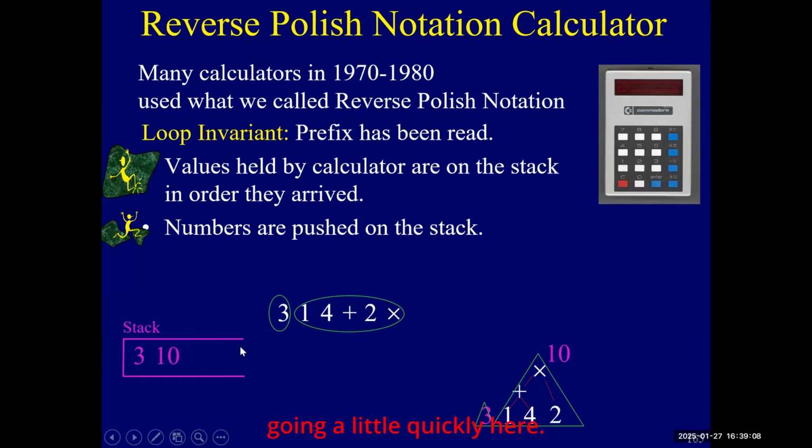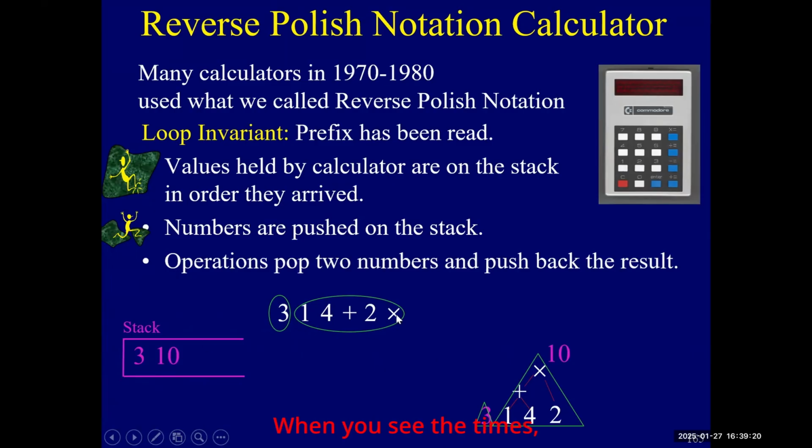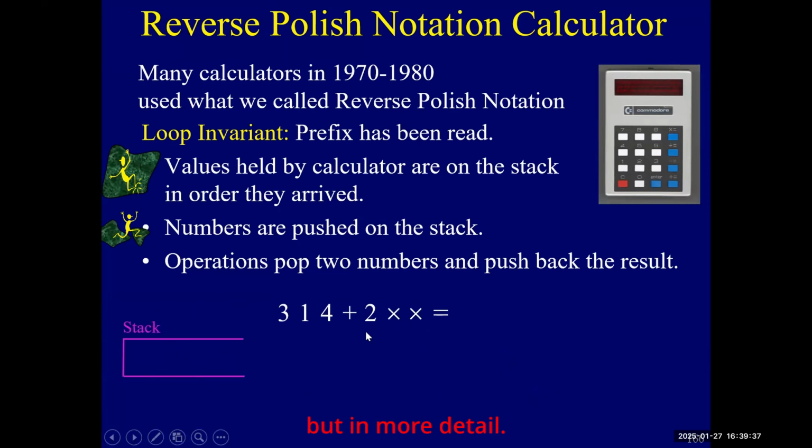So what happens? Well, I guess I'm going a little quickly here. All this happens and the 10 goes on the stack, right? Because that all evaluates to 10. And then you pop these two when you see the times, you pop these two numbers and multiply them and put the result on the stack, right? So I think hopefully we'll do it again, but in more detail, right? The 3 goes on, the 1 goes on, the 4 goes on, right?